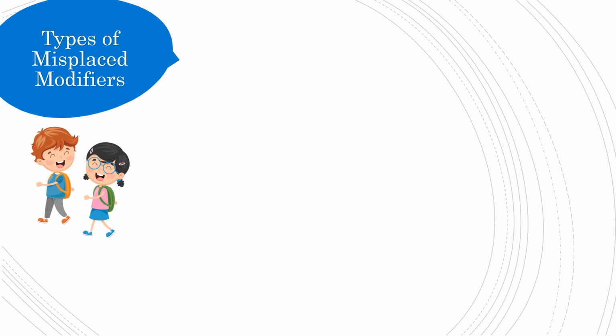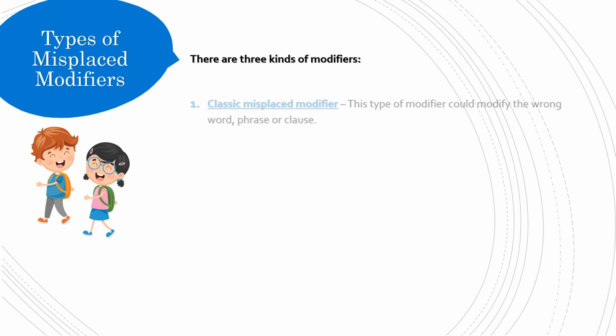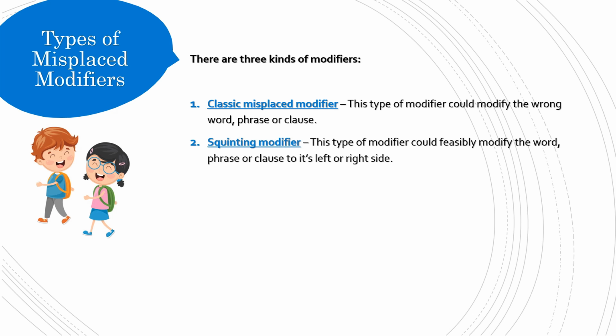Types of misplaced modifiers. There are 3 kinds of modifiers. Classic misplaced modifier. This type of modifier could modify the wrong word, phrase, or clause. Squinting modifier. This type of modifier could feasibly modify the word, phrase, or clause to its left or right side. Dangling modifier. This type of modifier has nothing to modify.